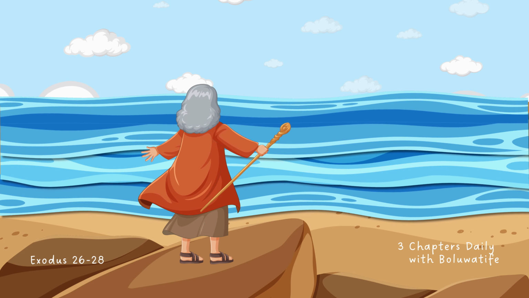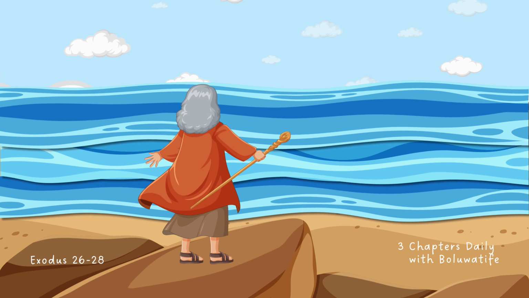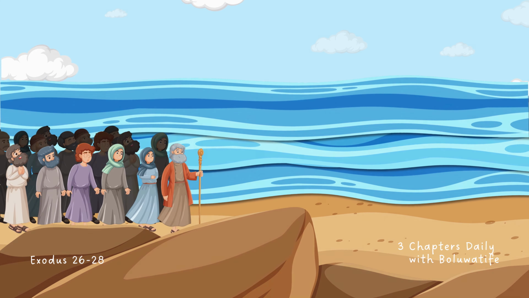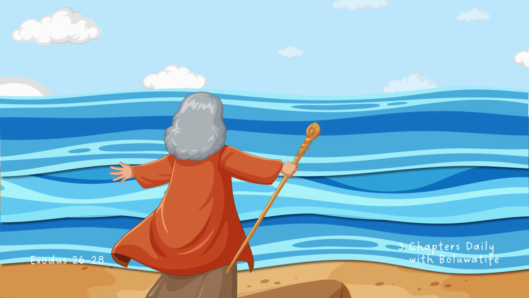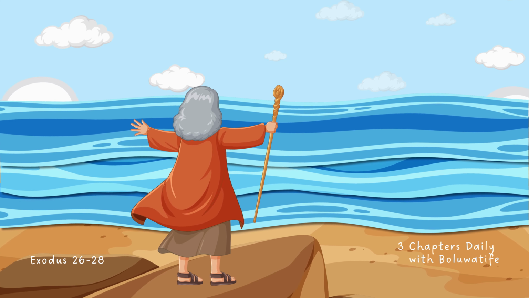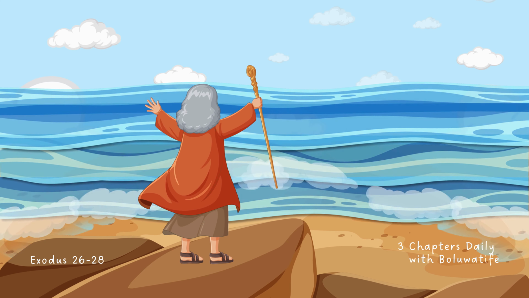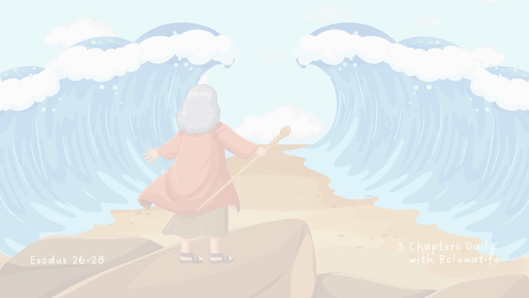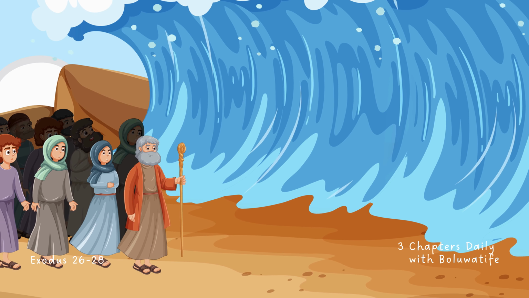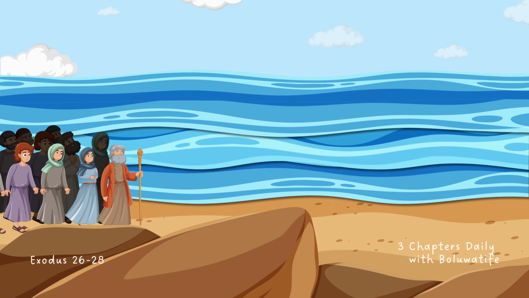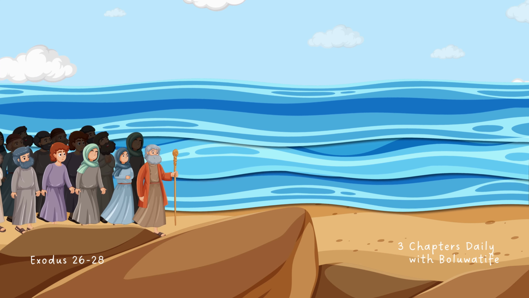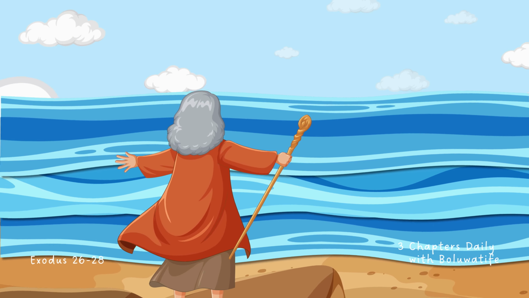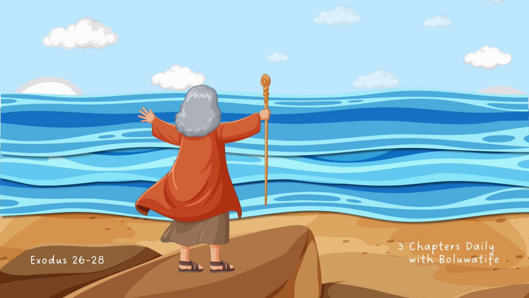And thou shalt make them linen breeches to cover their nakedness; from the loins even unto the thighs they shall reach. And they shall be upon Aaron and upon his sons when they come in unto the tabernacle of the congregation, or when they come near unto the altar to minister in the holy place, that they bear not iniquity and die. It shall be a statute forever unto him and his seed after him.